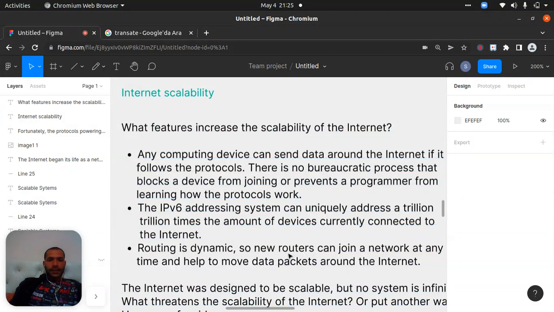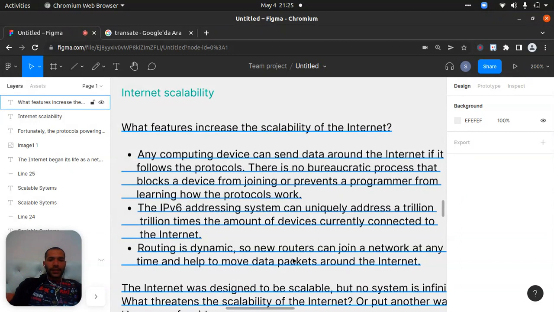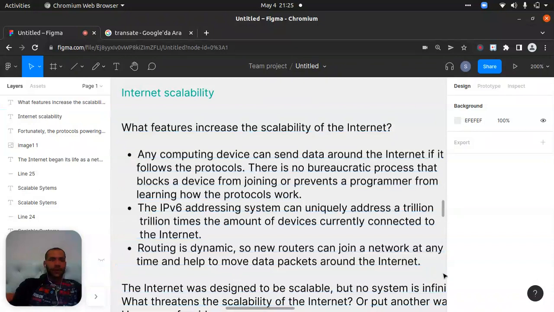Right, connected to the internet. Routing is dynamic, so new routers can join a network at any time and help to move data packets around the internet. This is about hierarchy, because everything works in hierarchy.